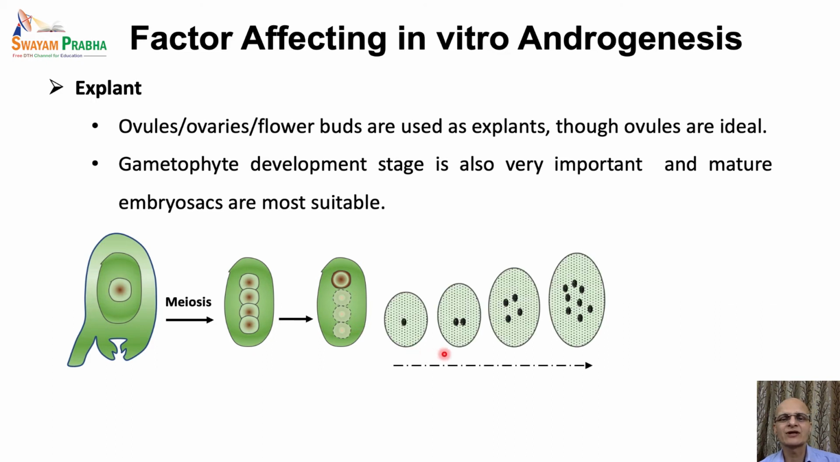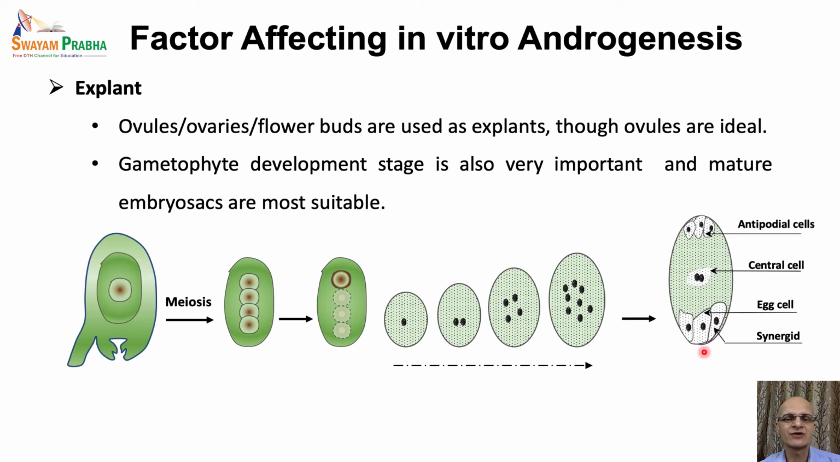The megaspore divides mitotically without cytokinesis, and 3 rounds of such divisions take place without cytokinesis, which results in an 8-nuclei structure. These nuclei are organized in a specific pattern, and finally cellularization of the embryo sac takes place, leading to the 7-cell structure or the mature embryo sac. It is the mature embryo sac stage which appears to be the most responsive for gynogenesis.